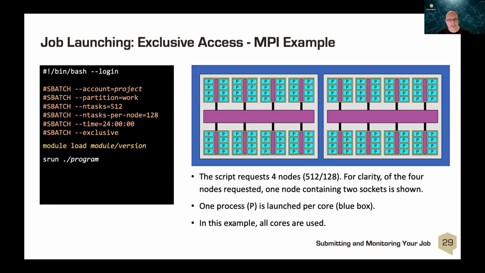Our first example is an MPI parallel job running 512 tasks with 128 tasks per node. This corresponds to one task on every core on 4 nodes. The exclusive option is provided because we will be using the entirety of each node's resources. In the diagram here, we have grouped cores into groups of 8 corresponding to their shared L3 cache.